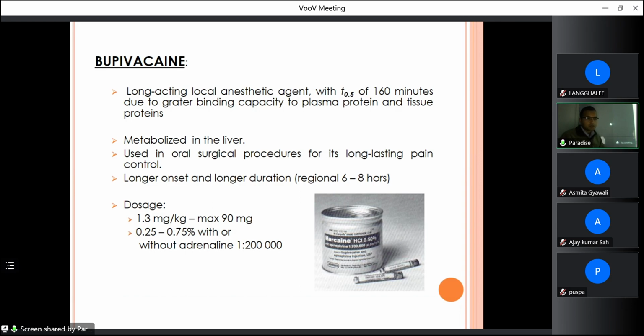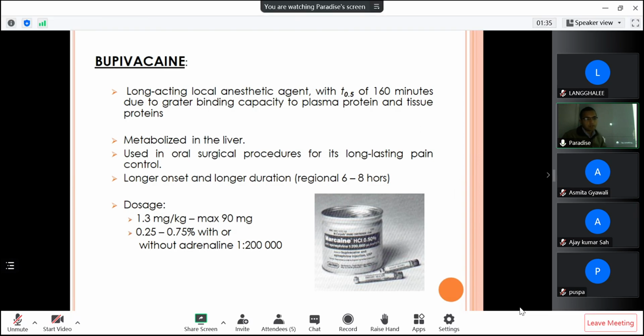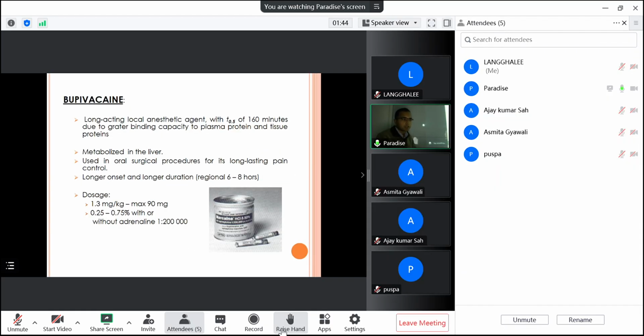Dose is 1.3 mg per kg. Maximum dose is 90 mg. Available at 0.25 to 0.75% with epinephrine at a concentration of 1:200,000. In the market, it is available as a 0.5% solution in Kathmandu.